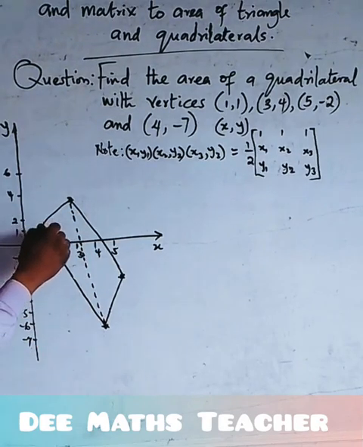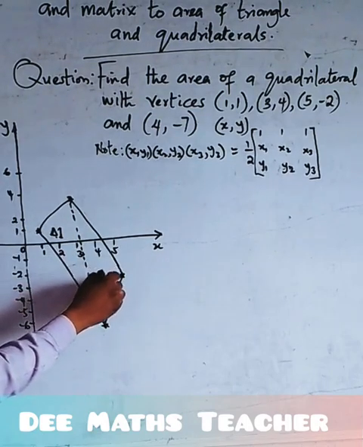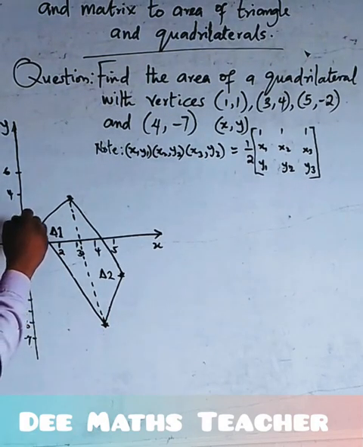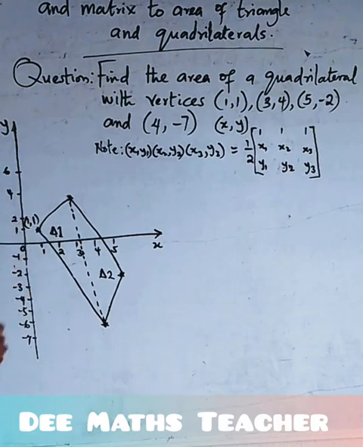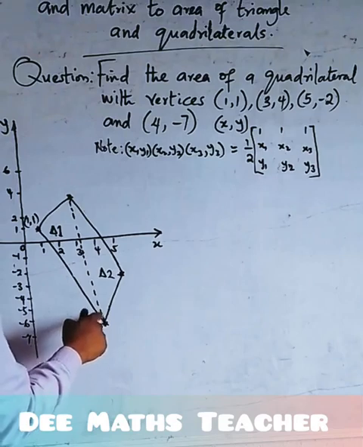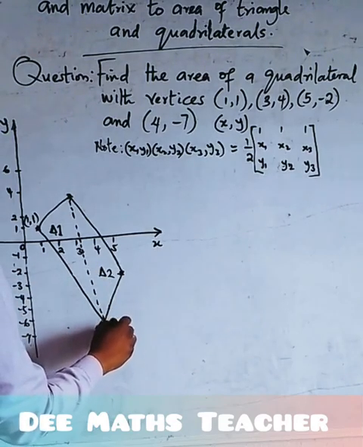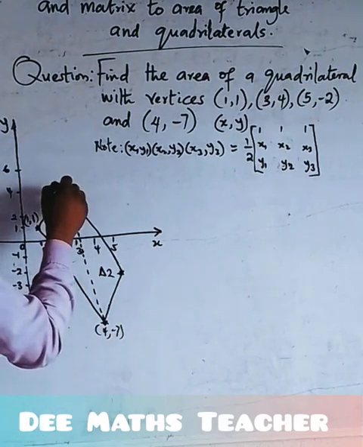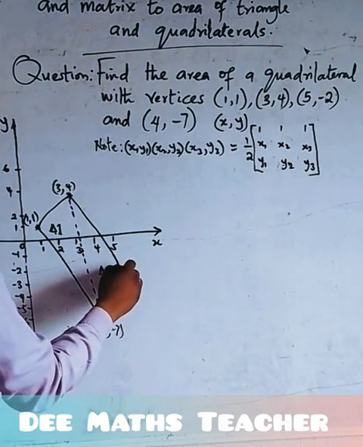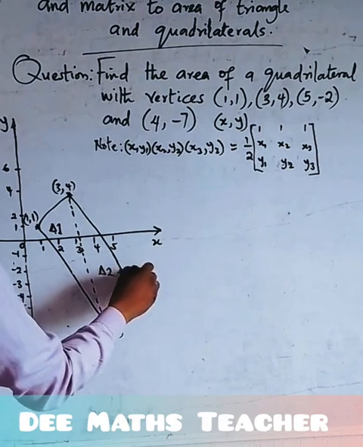And from what we have here, we have two triangles, where this one will be triangle 1 and this place is triangle 2. So from triangle 1, our coordinate is 1, 1. Then on this point we have 4, -7. Here we have 3, 4. And here we have, what is the last one? Here we have 5, -2.